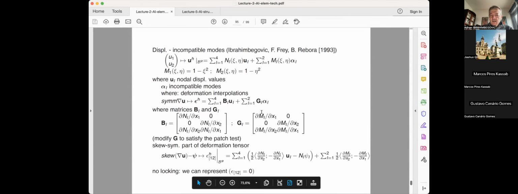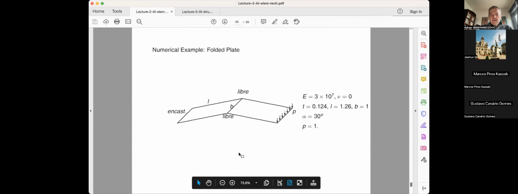And then I can build it with the derivatives, so I can compare this against the linear interpolation of my rotation field. So when I'm computing things like the skew-symmetric part of the displacement gradient, I compare this against the bilinear interpolation of the rotation field. Everything has to match, and I have no locking. I can actually enforce that this skew-symmetric part of strain be equal to 0 without any difficulty. So basically, that is the idea.